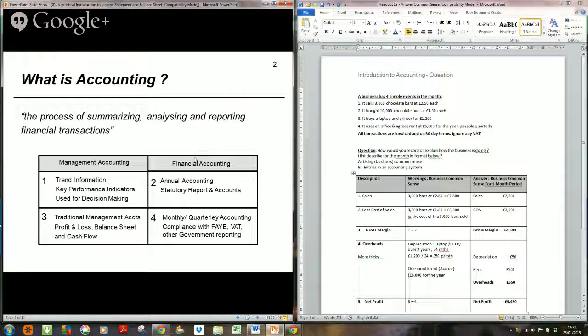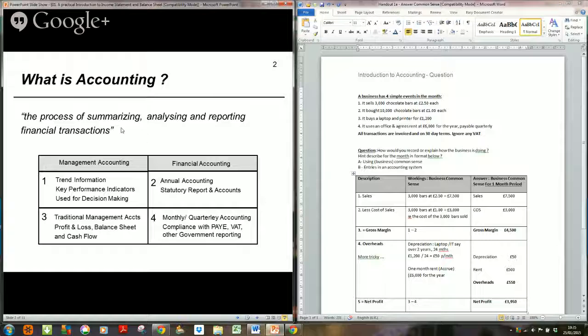But what's important is week 1, you very much looked at here in terms of financial accounting, statutory reports and accounts, annual accounting. Underneath that, you've got quarterly, monthly compliance. PAYE in the UK is pay as you earn. It's a tax on employment. VAT across Europe would be the same as sales tax in the US, value added tax, and any other government statistical reporting. So this is the compliance side that you have to do. It's only on an annual, quarterly, monthly basis.